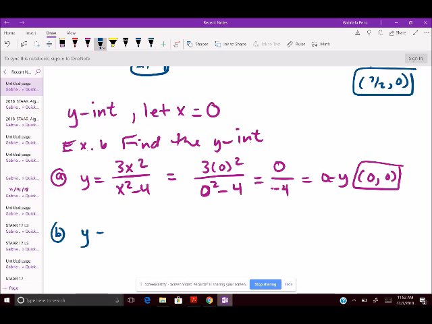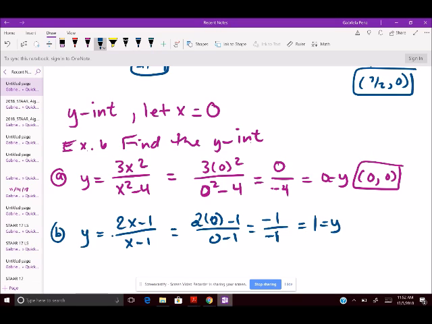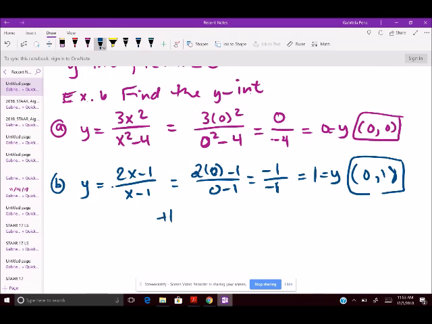But what happens if we have this problem? 2x minus 1 over x minus 1. So 2 times 0 minus 1 over 0 minus 1. So 2 times 0 minus 1 becomes what? Negative 1. 0 minus 1 becomes what? Negative 1. Negative 1 divided by negative 1? 1. So that's your y. So my answer is 0, 1. Easy? This here is for problem number 10.